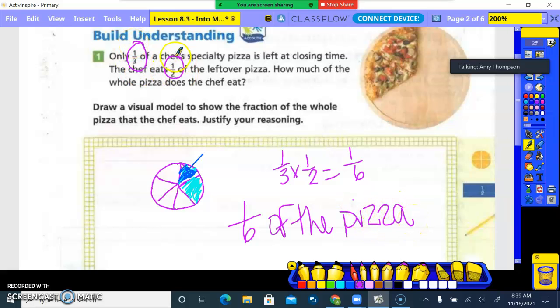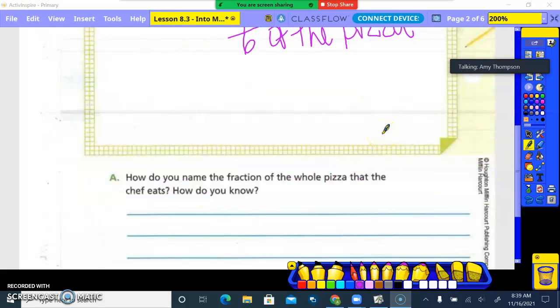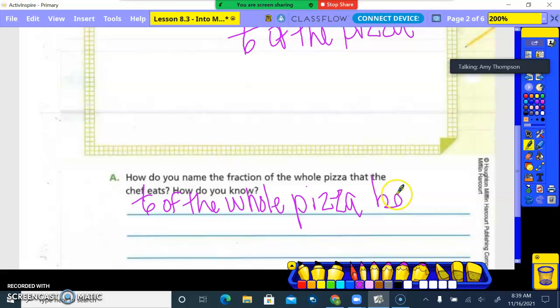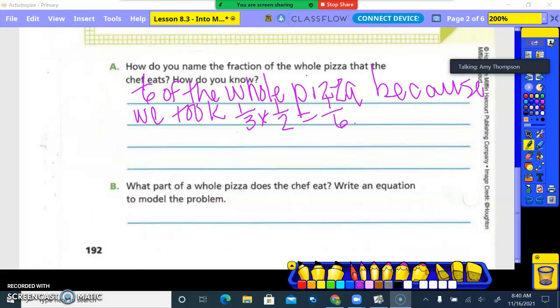And so I had the 1/3 here, the 1/2 here, and then how much of the whole pizza does the chef eat? He eats 1/6 of the pizza. How do you name the fraction of the whole pizza that the chef eats? How do you know? We said that he eats 1/6 of the whole pizza because we took 1/3 times 1/2, which equals 1/6. Letter B, what part of a whole pizza does the chef eat? Write an equation to model the problem. So once again, he ate half of 1/3 of the pizza to get 1/6 of the pizza.